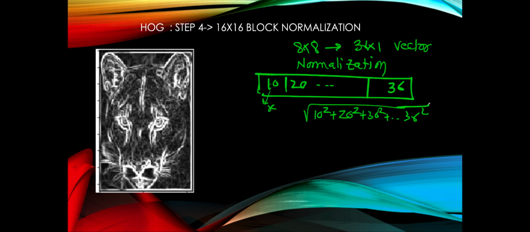But this normalization is not done per 8 by 8 patch. Instead, what they do is they collect a 16 by 16 patch. So if each patch is 8 by 8, they cover a 16 by 16 patch, and then for that 16 by 16 patch they do the normalization, right?